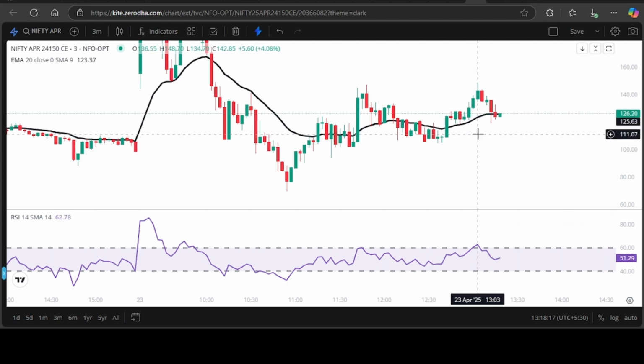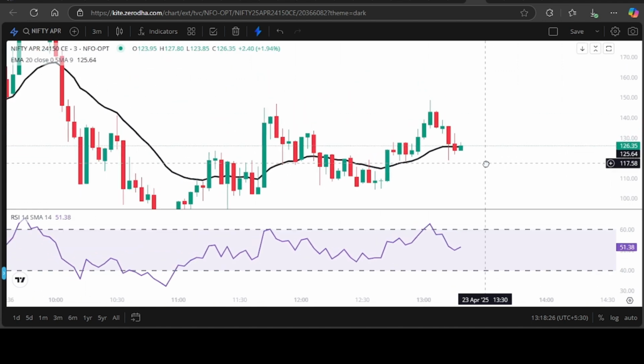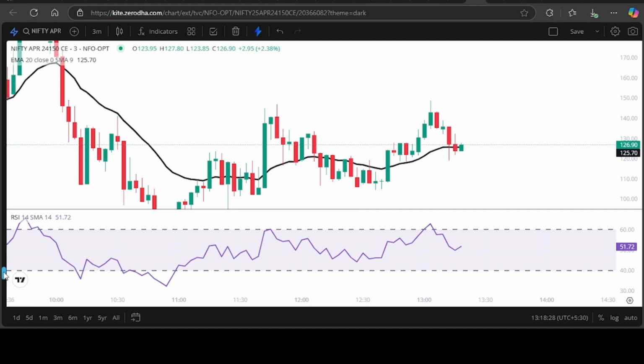Here I see some entry point. Sorry, it is a bit late that I saw this chart, I was actually having my lunch. But anyway, let me mark this for you.